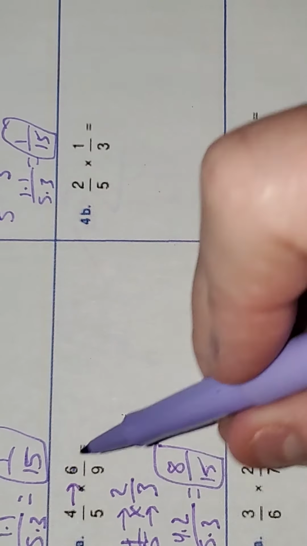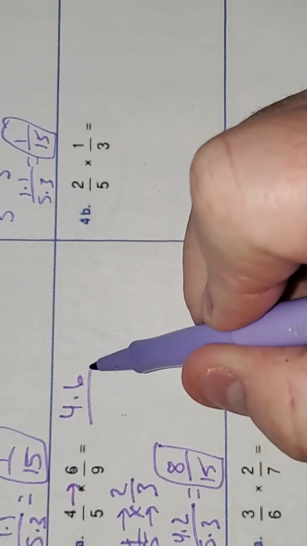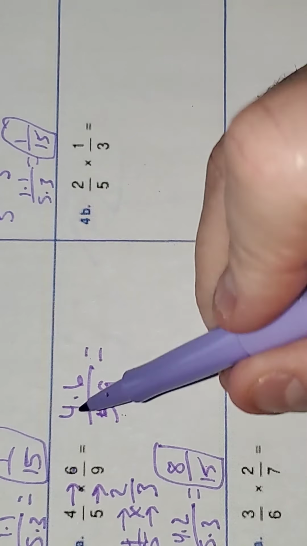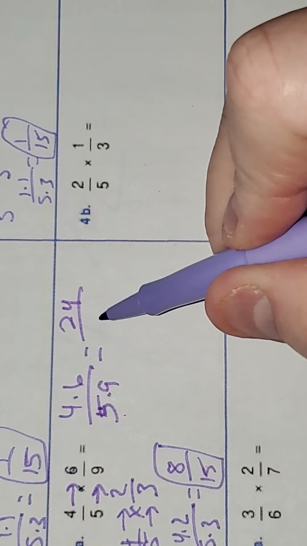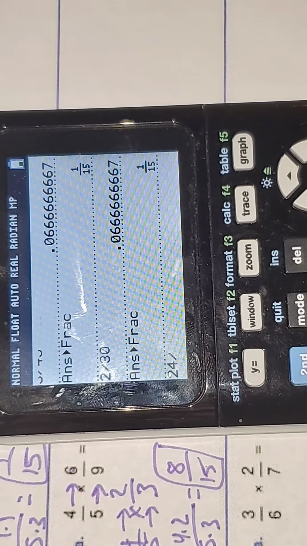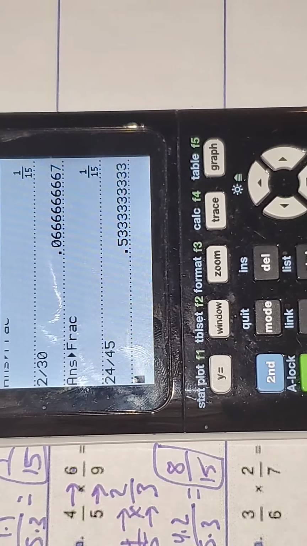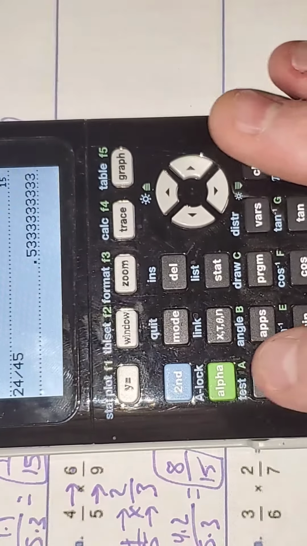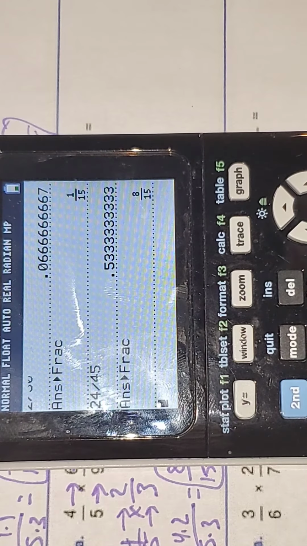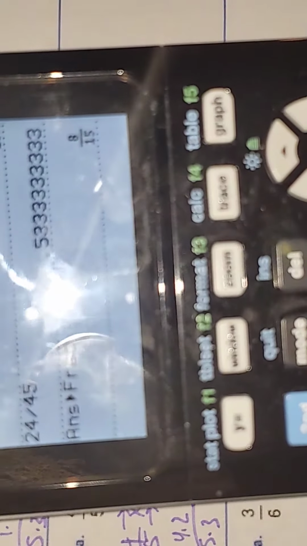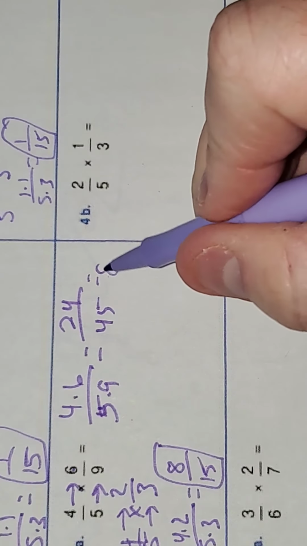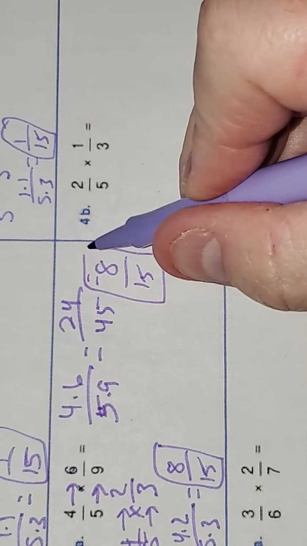If you're not comfortable with reductions, again, you take the numerators, 4 times 6. The denominators, 5 times 9. 4 times 6 is 24. 5 times 9 is 45. Again, 24 divided by 45 gives us a weird decimal. We go into math, enter on fractions, enter again, and notice, again, we get 8/15 as our final result. Okay.